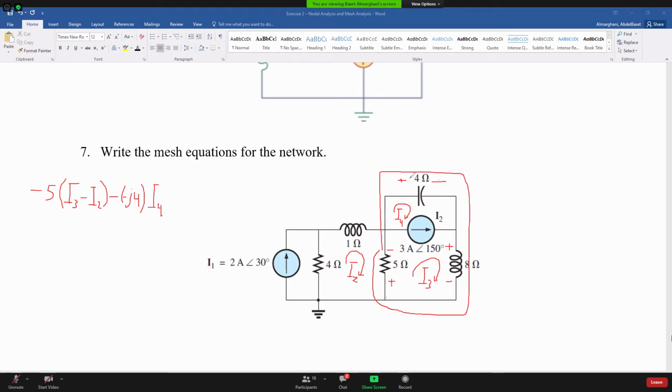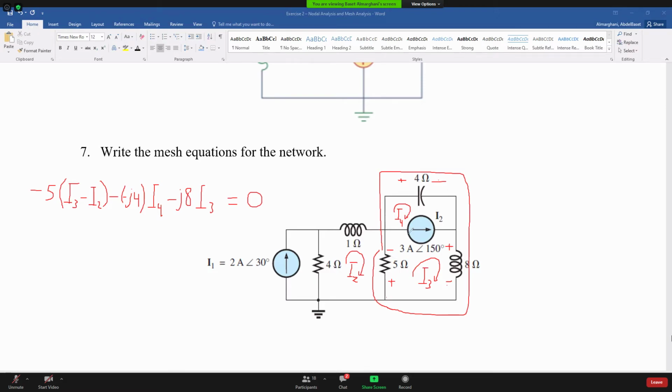The current in this one is only I4. Then you go minus, because going from positive to negative in a big loop. So it's J8, and the current here is I3. The sum of the three voltages equals 0. So this is the super mesh. It means 3 and 4 combined together, the big mesh.